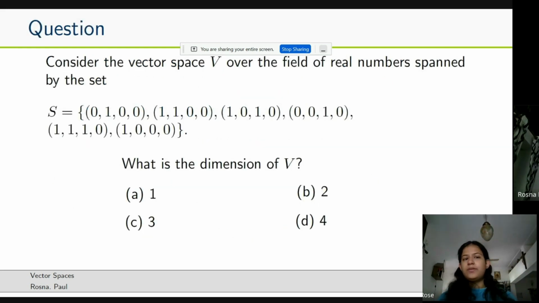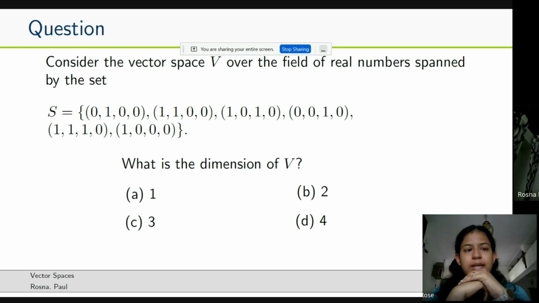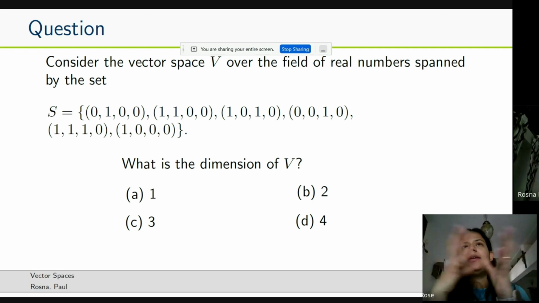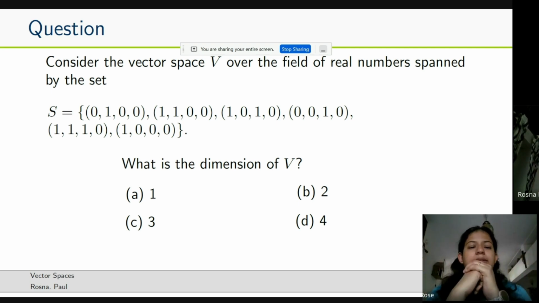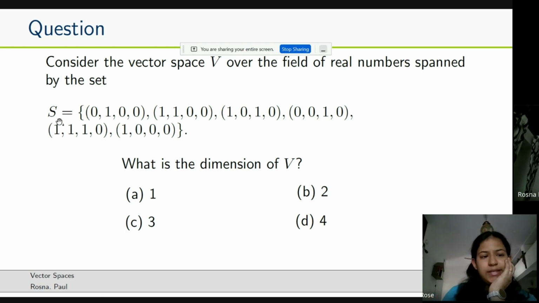Okay, let's take another small question. This is not that difficult. The question is: consider a vector space V over the field of real numbers spanned by the following set. Then what is the dimension of V? Here I have to mention what the dimension is first. I think I have mentioned it before. Sorry, this question has to come later, but I will give an idea. You have a set S, and this set S is spanning your vector space. And a basis of a vector space is a set which should be spanning and which should be linearly independent.